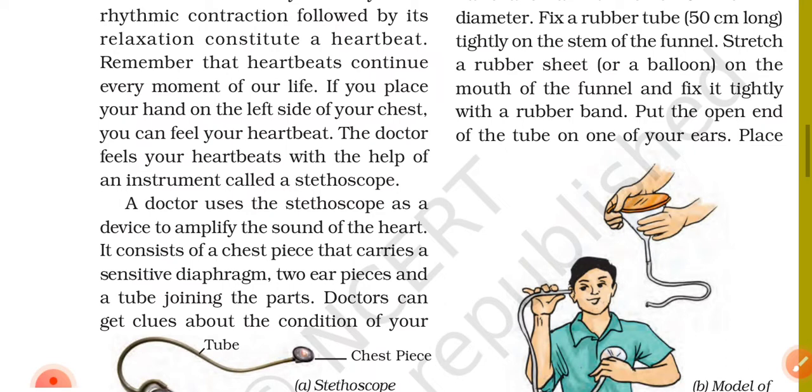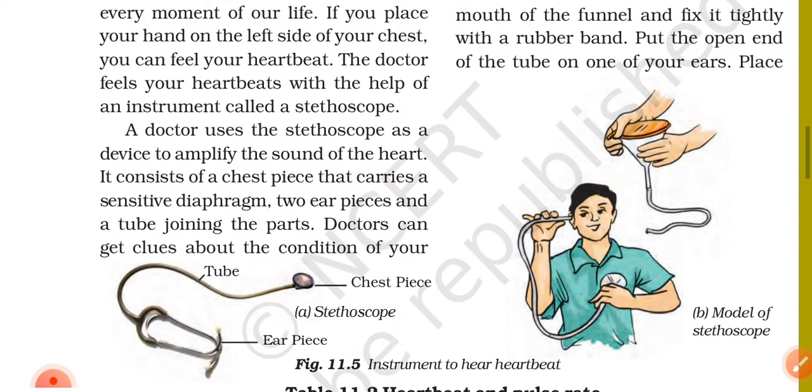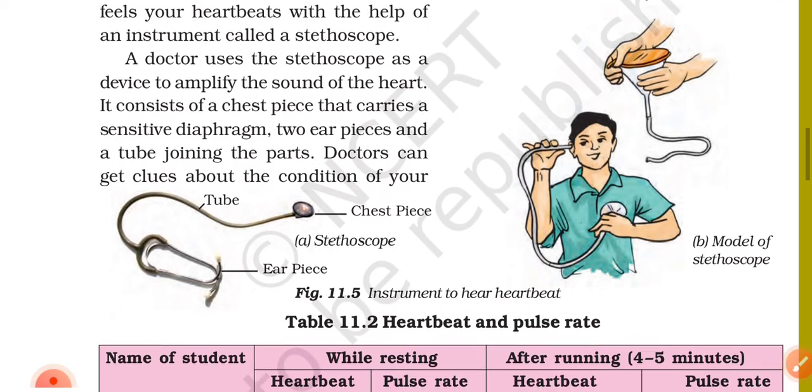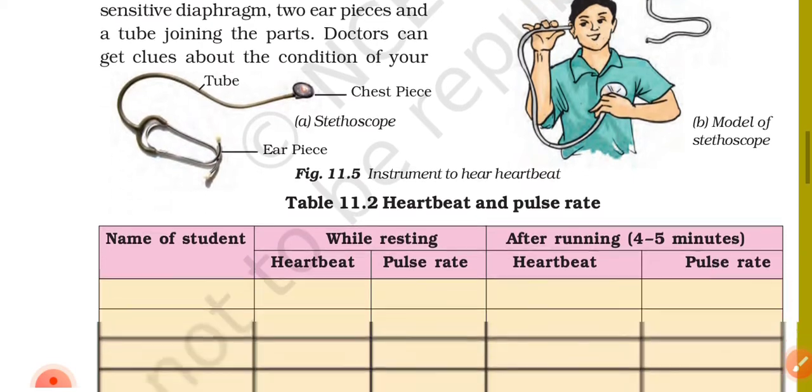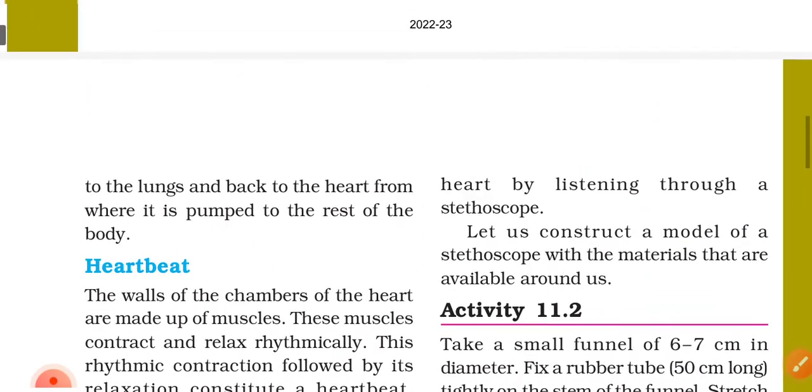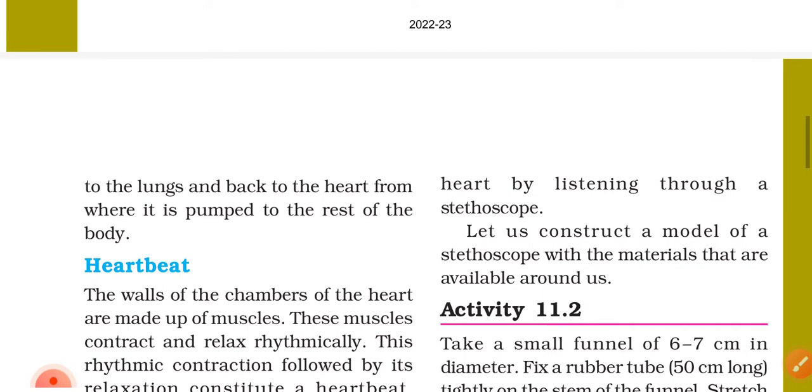The doctor feels your heartbeat with the help of an instrument called a stethoscope. A doctor uses the stethoscope as a device to amplify the sound of the heart. It consists of a chest piece that carries a sensitive diaphragm, two earpieces, and a tube joining the parts. A doctor can get a clue about the condition of your heart by listening through a stethoscope.